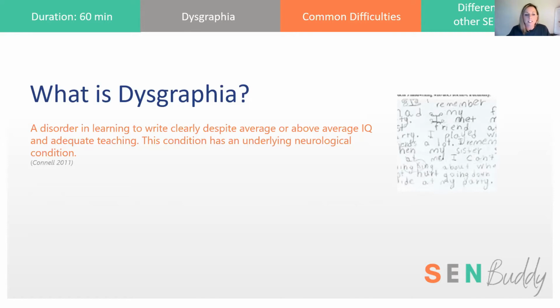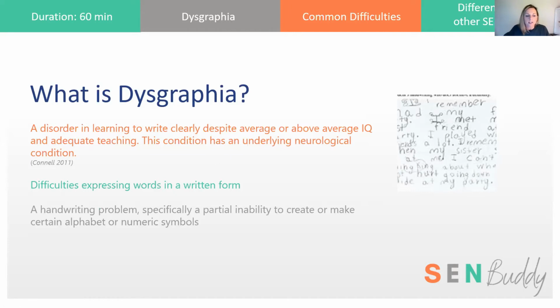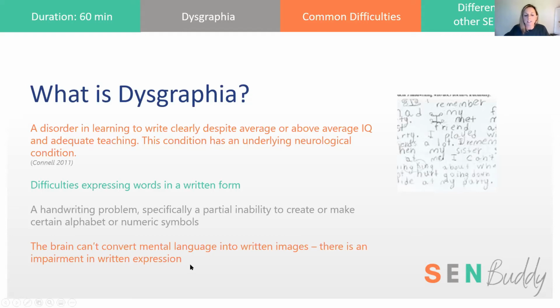So effectively, dysgraphia will mean that this person has an underlying neurological condition. So it's difficulties expressing words in the written form. It's a handwriting problem. It's a partial inability to create or make certain alphabet or numeric symbols. But I found as well, the pupils I work with that have dysgraphia, actually, they find it really difficult to get their ideas onto paper. So the brain can't convert mental language into written images. There is an impairment in written expression.